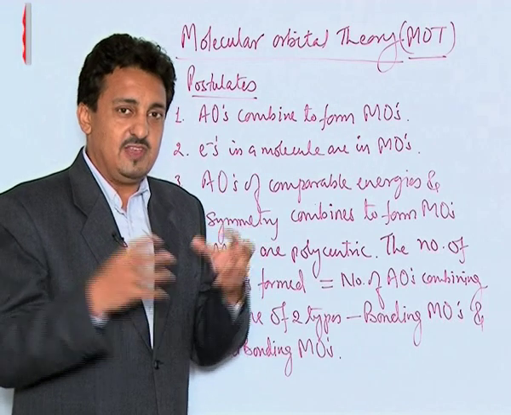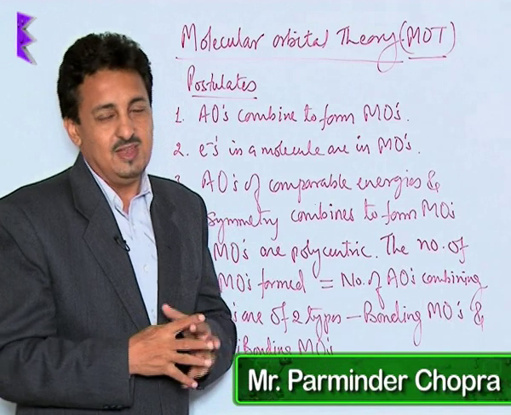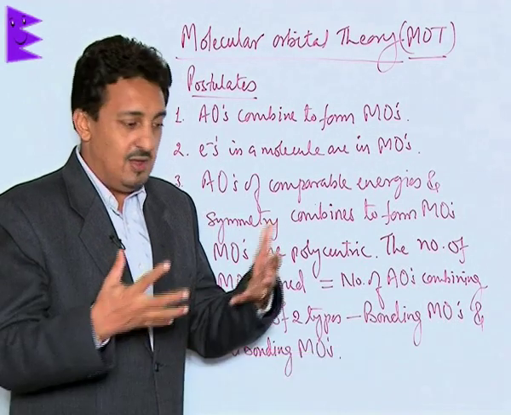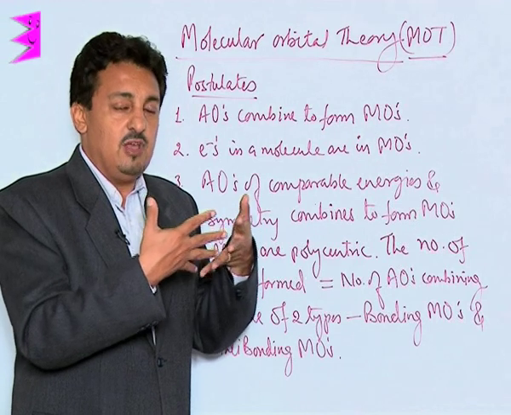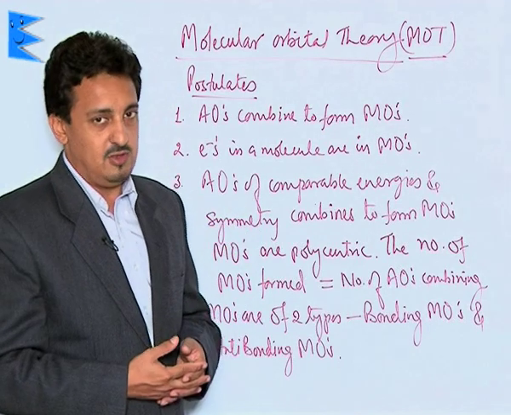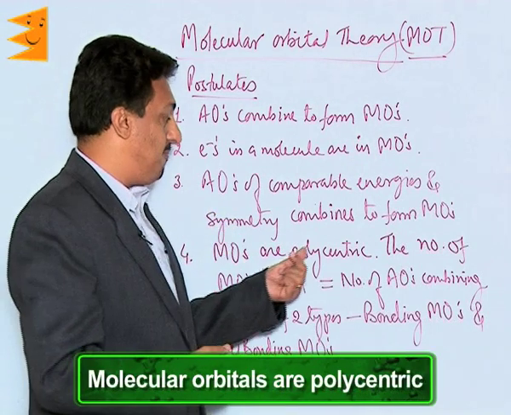So combination of the atomic orbitals is always between those atomic orbitals which have comparable energies and the right symmetry. Then only the overlapping is maximum, and only then is the addition of the atomic orbitals possible to form molecular orbitals. Next concept: the molecular orbitals are polycentric.